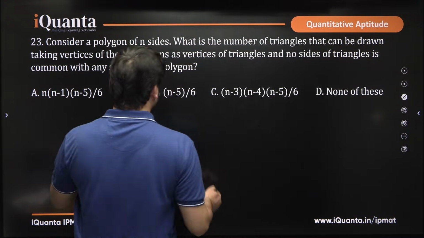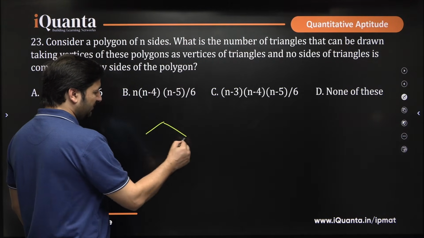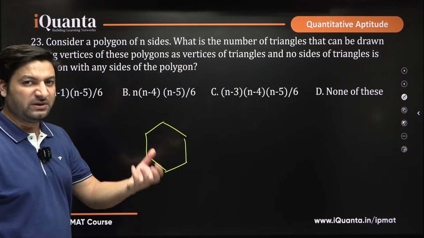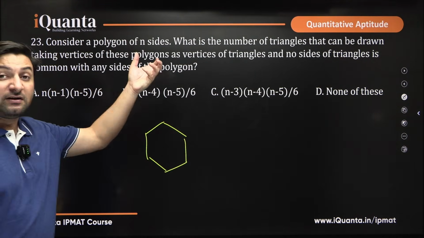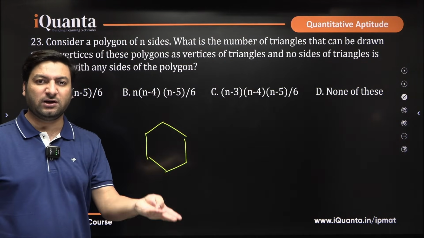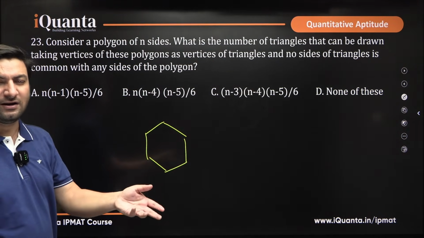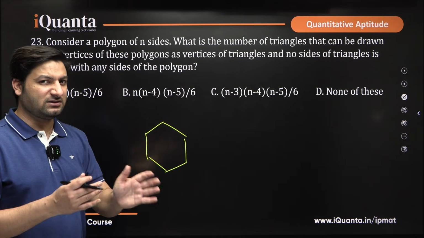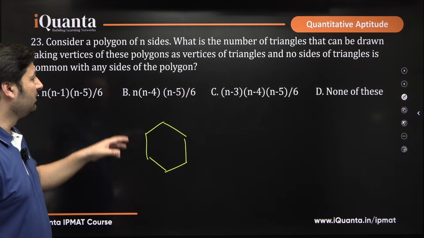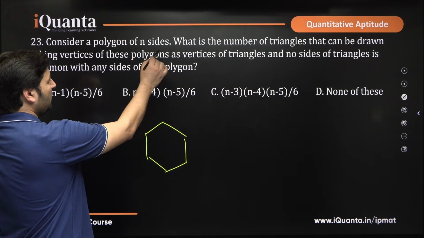So first of all, there is a polygon of n sides. Suppose this is my polygon. Polygon means poly means many, gon means sides. Regular polygons are very important for geometry as well. Every year one question related to area of regular polygons or sum of all internal angles is asked around regular polygons. It is very important from geometry's perspective, so do them.